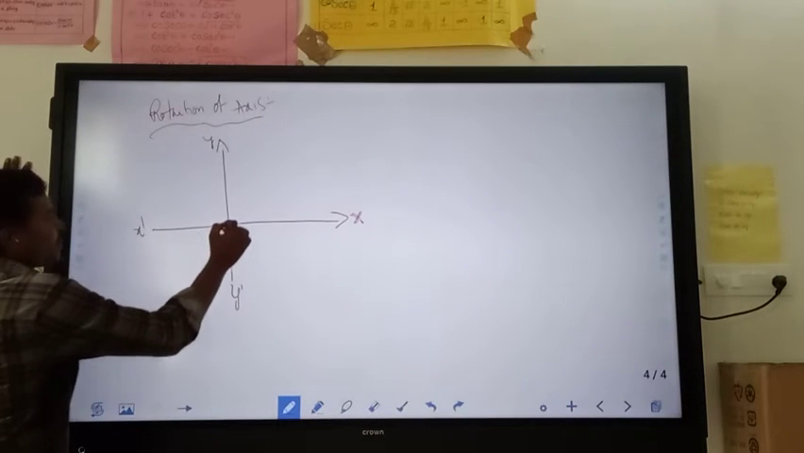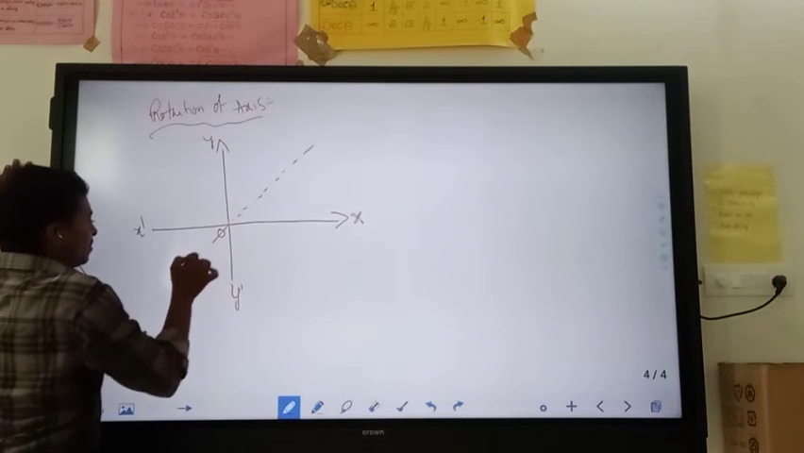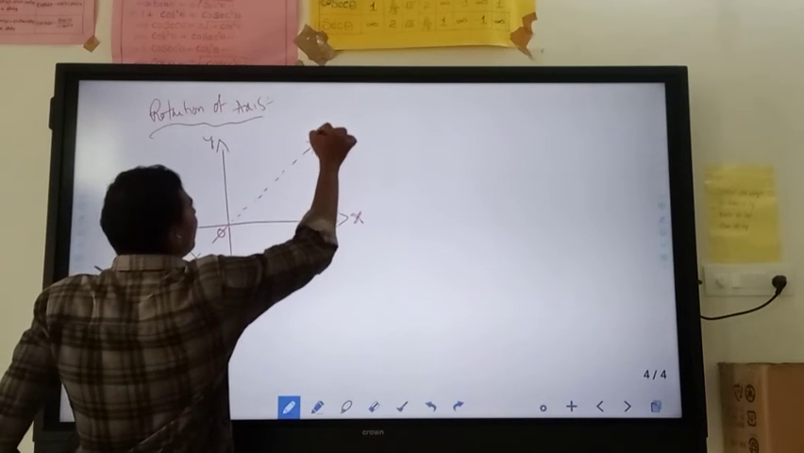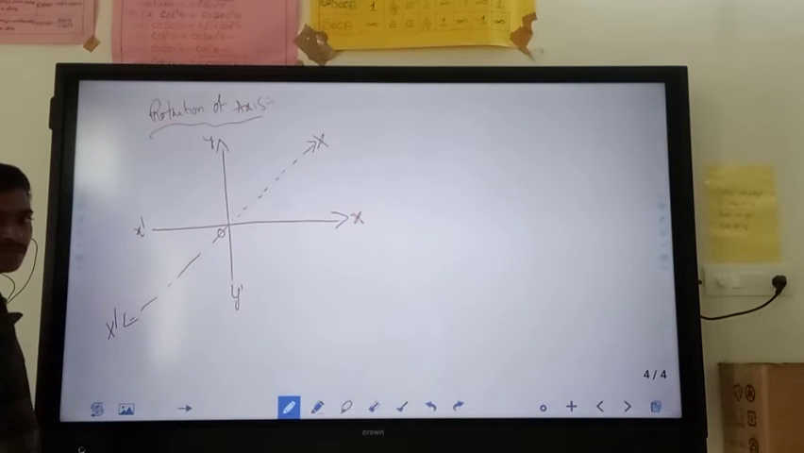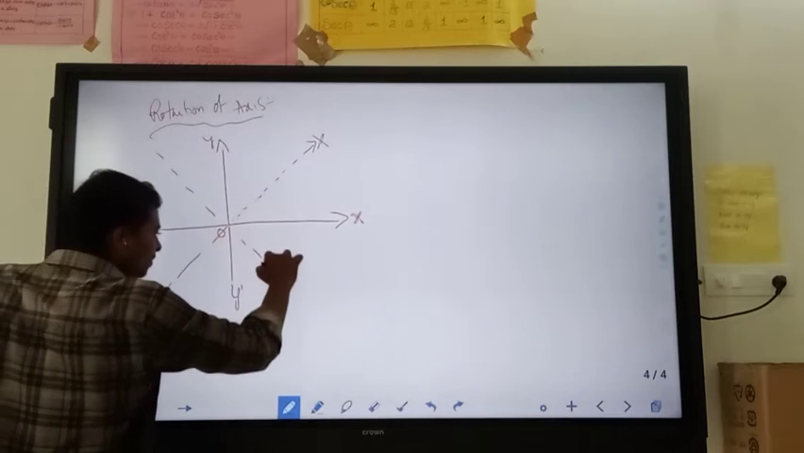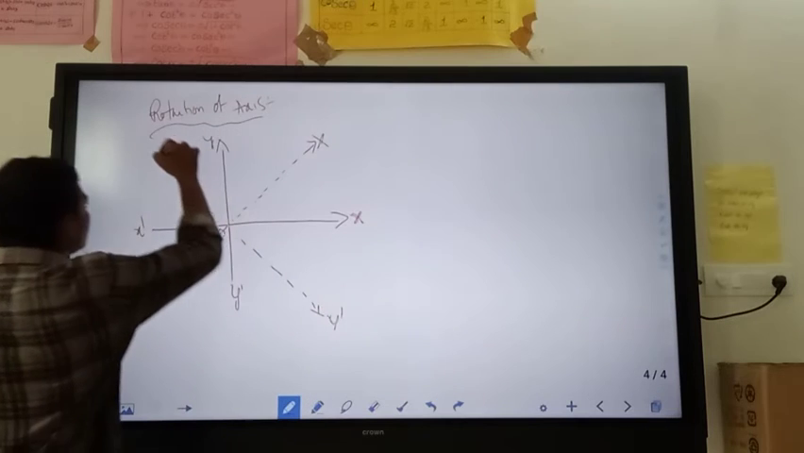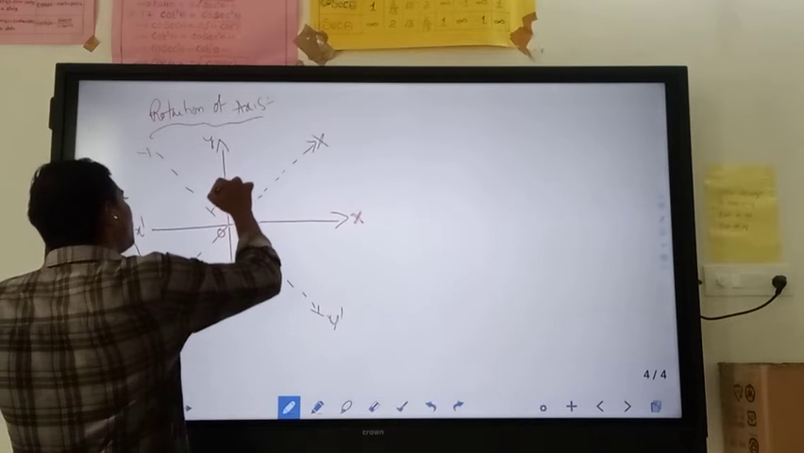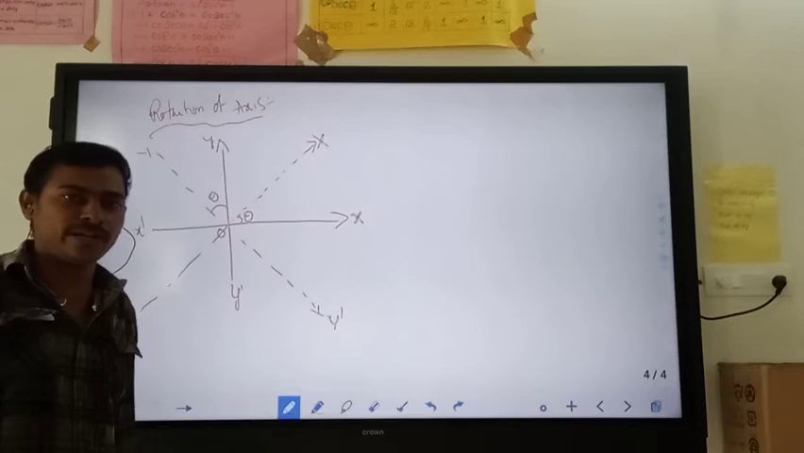Now the x-axis changes like that, so it is capital X and capital X dash. The y-axis can be changed like that, so it is y dash and y. Here it makes angle theta, and here also angle theta. So this is a rotation of axis.